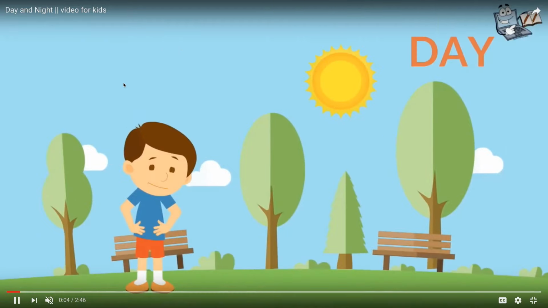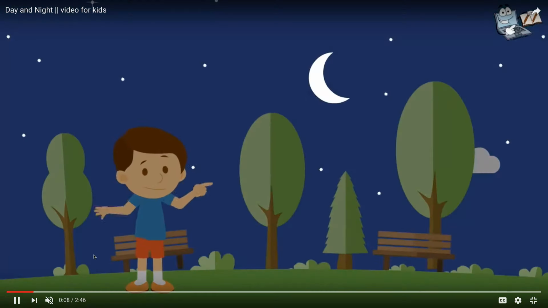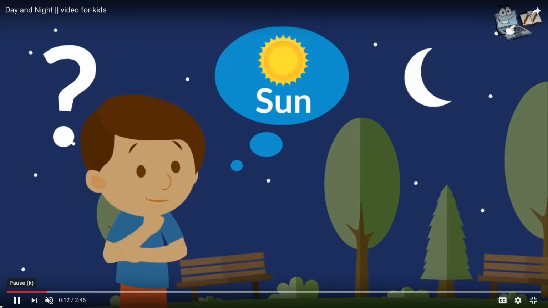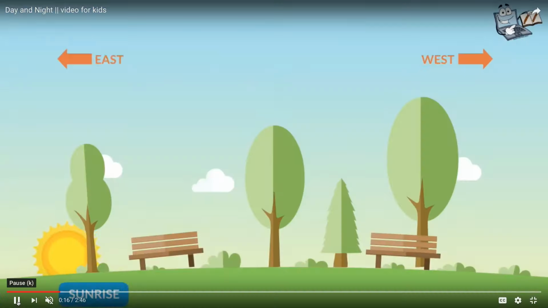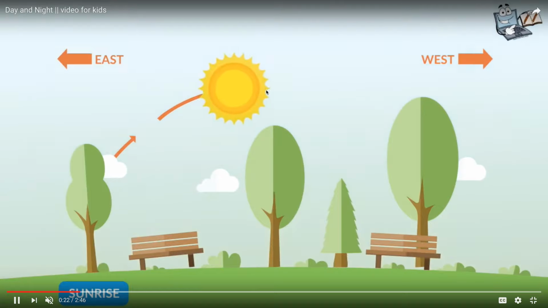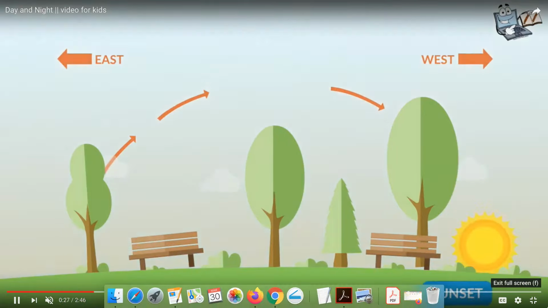There's day, of course, when the sun is up. We know that. That's easy. And when the sun is not up, it's night. But what makes the sun in the sky sometimes and not others? The sun travels from the east to the west. We think that because that's what it looks like to us.